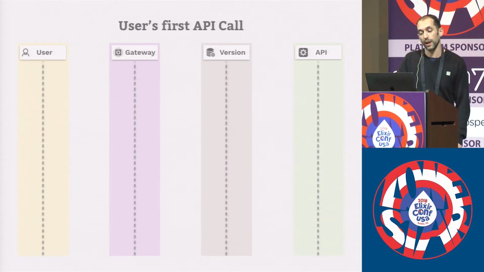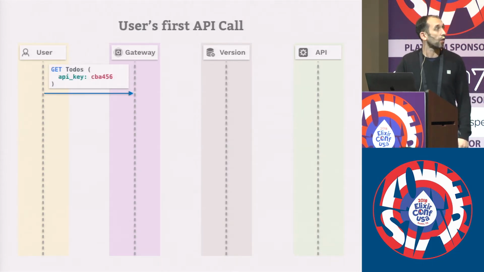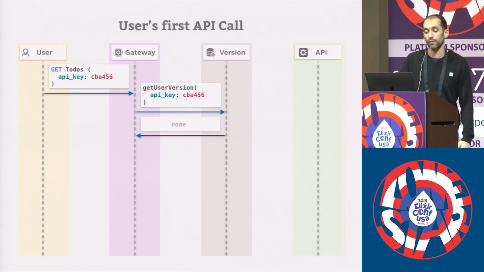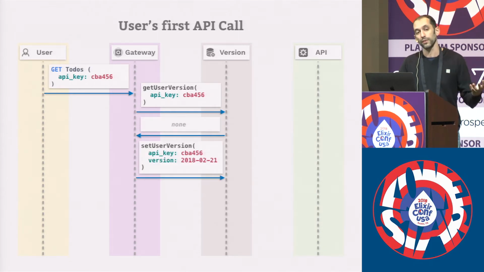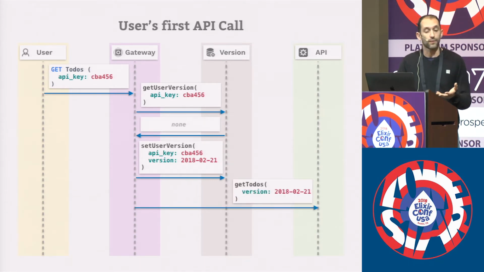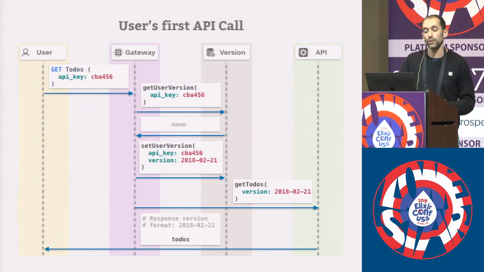So in this case, a user makes an API call again, passing in their API key, and we look up their version. This time, they don't have a version set. It's their first request. So we actually set the version for them. So we actually use the latest version at that time. And then we pass on that version to the API. So the API knows what version to expect and what version to respond with.